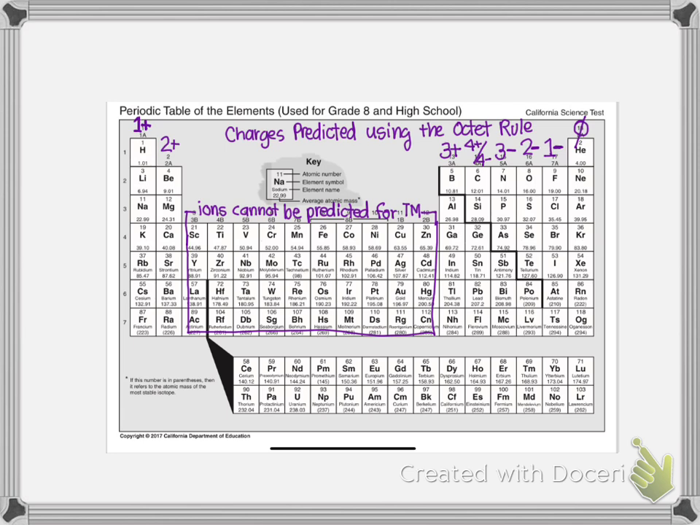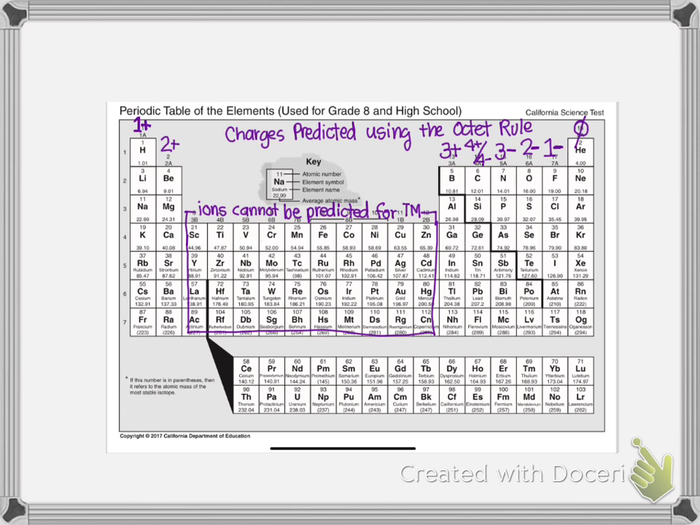And then you might think, well, why would some be positive and some be negative? Then I fall back on the idea that positive ions are formed by metals and negative ions are formed by nonmetals. So in this group here, any metal I would think would be a 4 plus and nonmetals would be a 4 minus. Now here's why a lot of people leave it blank.